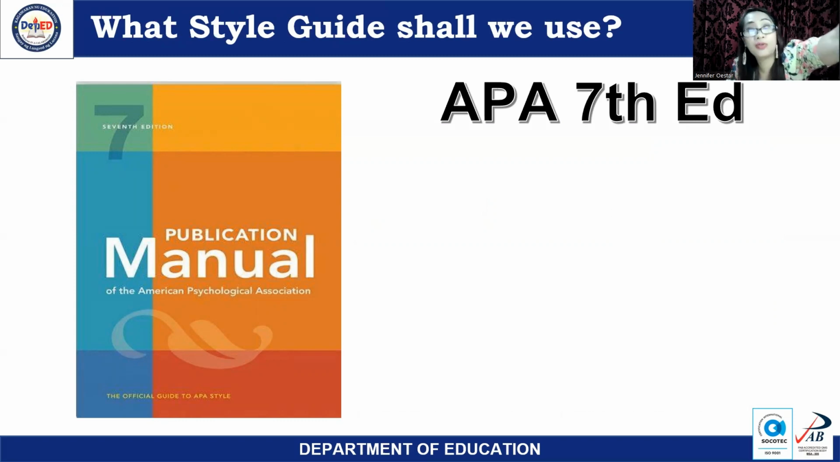If I'm not mistaken, October 2019. I will see my reference here. I have the book, American Psychological Association. Let's see the copyright. So this one is copyrighted 2020 by the American Psychological Association. All rights reserved. So this is the latest version, which is followed by most of the researchers.